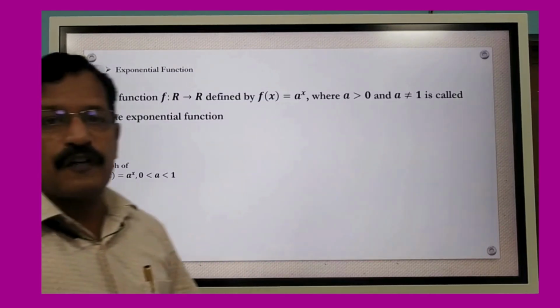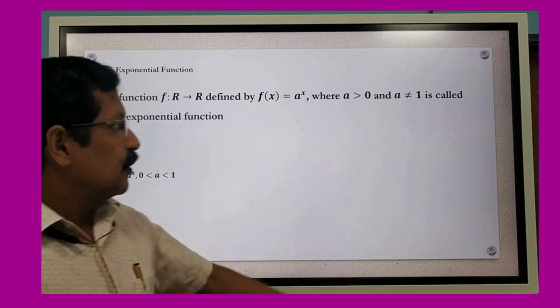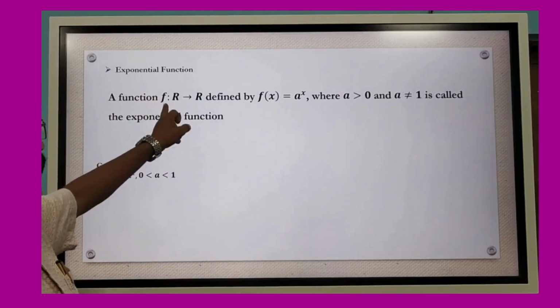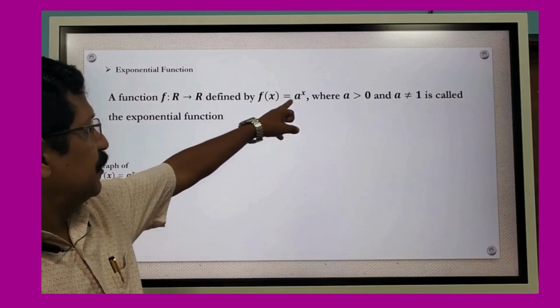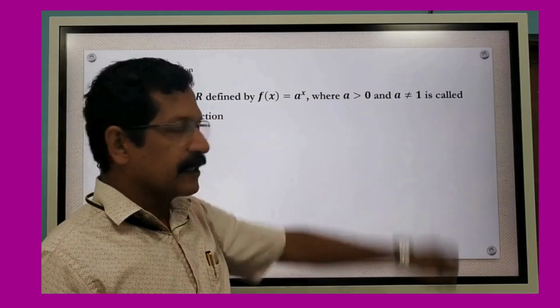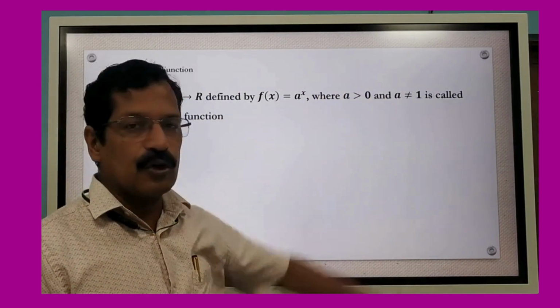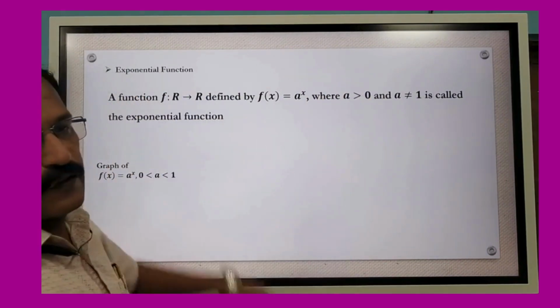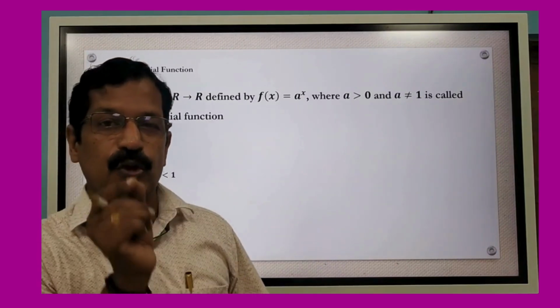Next is the exponential function. A function f from R to R defined by f of x equal to a raised to x, where a is greater than 0 and a is not equal to 1, is called the exponential function. So f of x is equal to a raised to x.